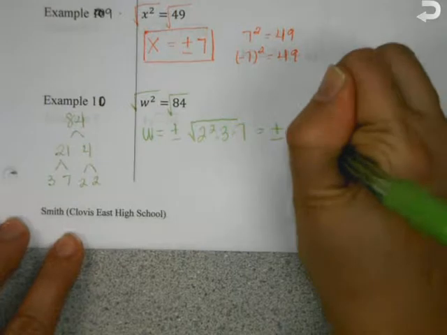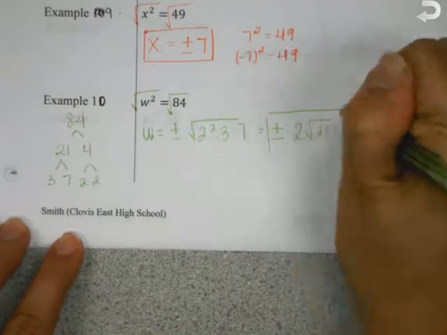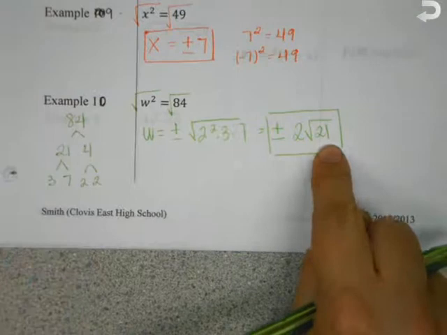Okay, so it's also possible to have a root as your answer. It's not always going to be a perfect square. But you still need to have the plus or minus. That's the purpose of showing you that.